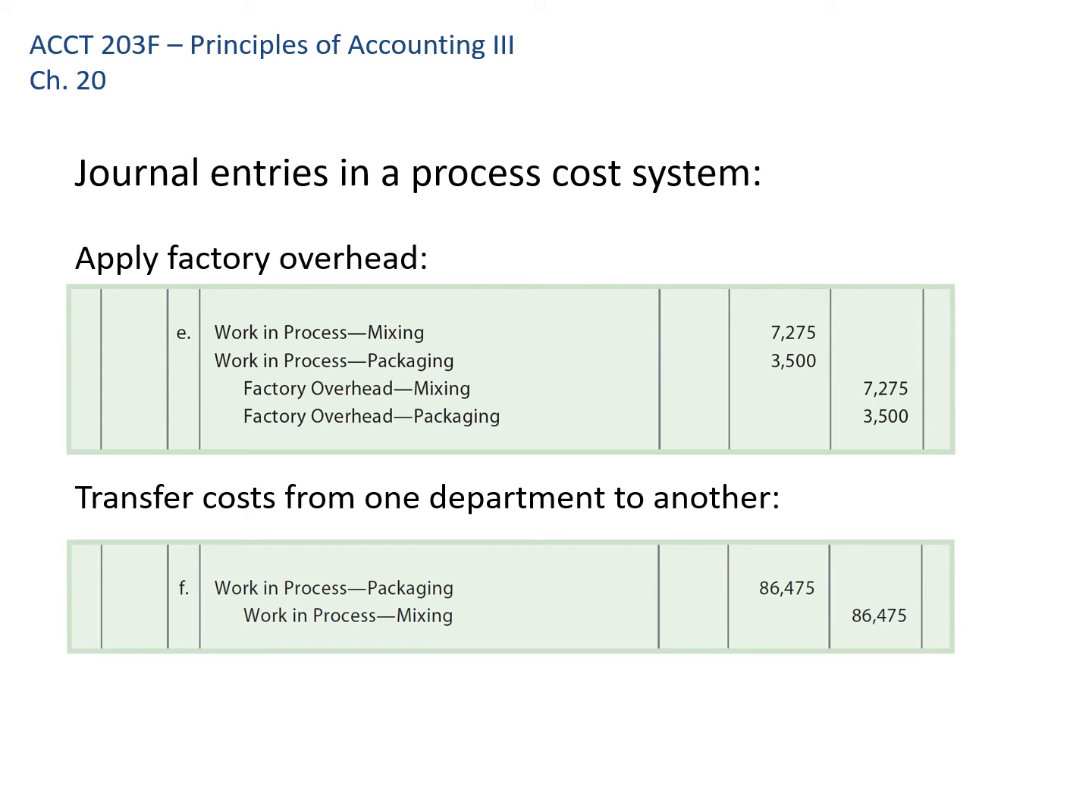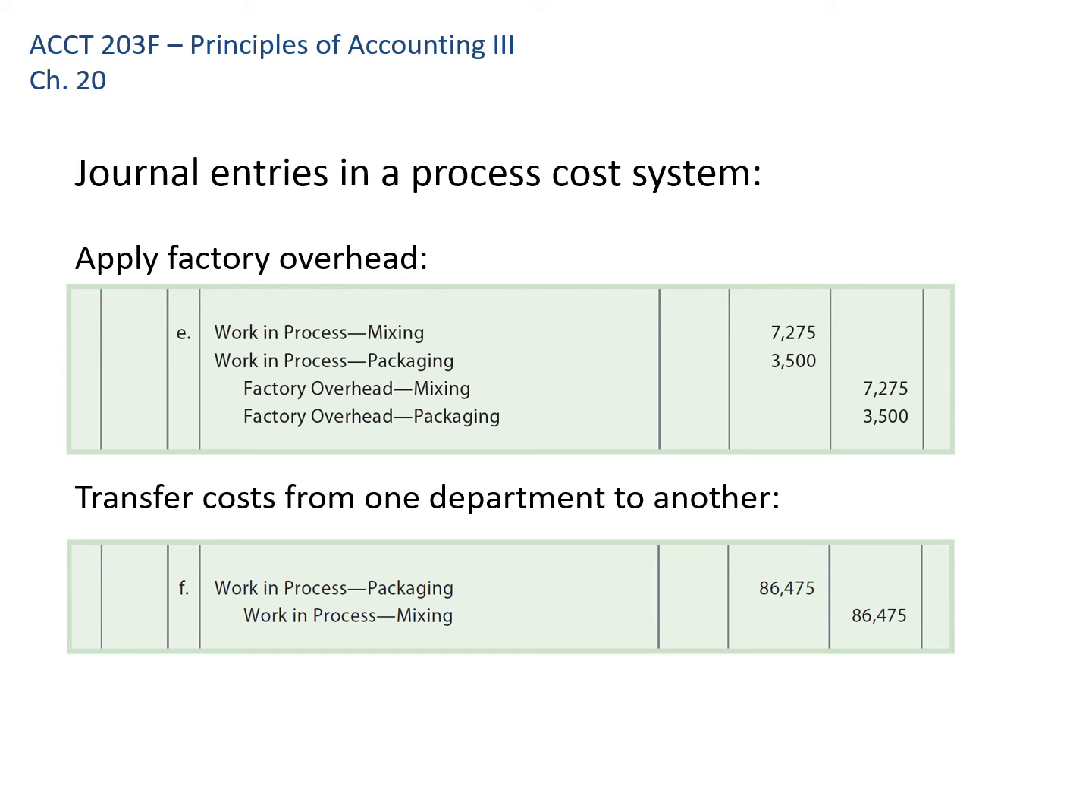Next, I apply the overhead, and I do that based on the predetermined overhead rate for each department and the activity, whether it's direct labor hours or machine hours or whatever method we chose to use. I do that department by department. I debit work in process and I credit the factory overhead account.